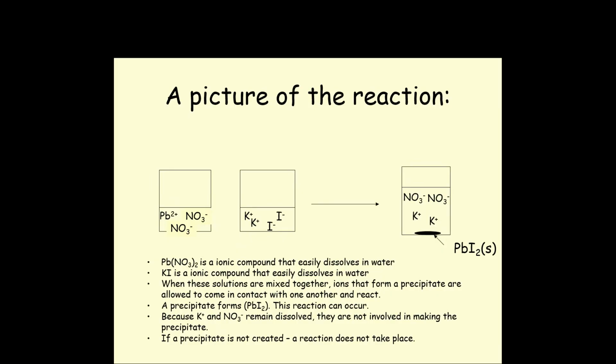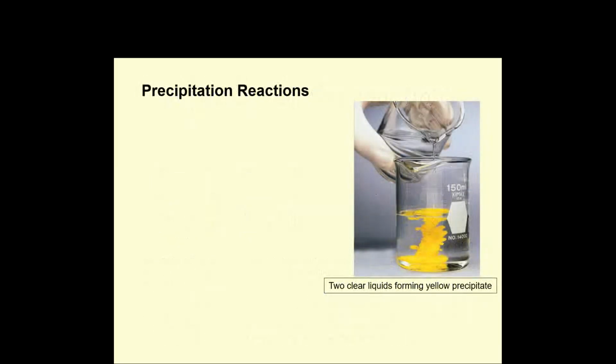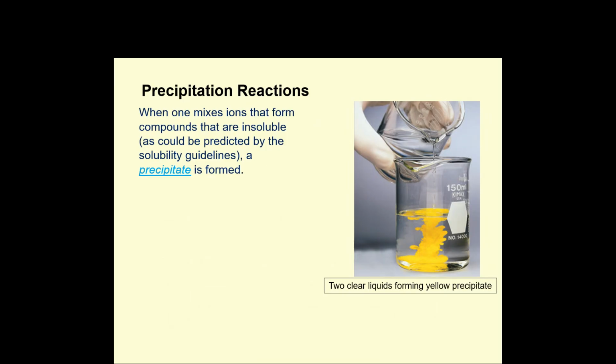Sometimes, if there's no precipitate, you're just literally mixing everything together. So here's a picture of that lead nitrate solution. You had two clear liquids. One was in a beaker, and then one was in the top beaker, and they mixed them together, and you got this yellow precipitate. Well, when one mixes the ions, and they form a compound that is insoluble, then you have a precipitate form. So we're going to go over what are called the solubility guidelines or solubility rules. One of the compounds on the product side has to be a precipitate for a double replacement reaction to occur.